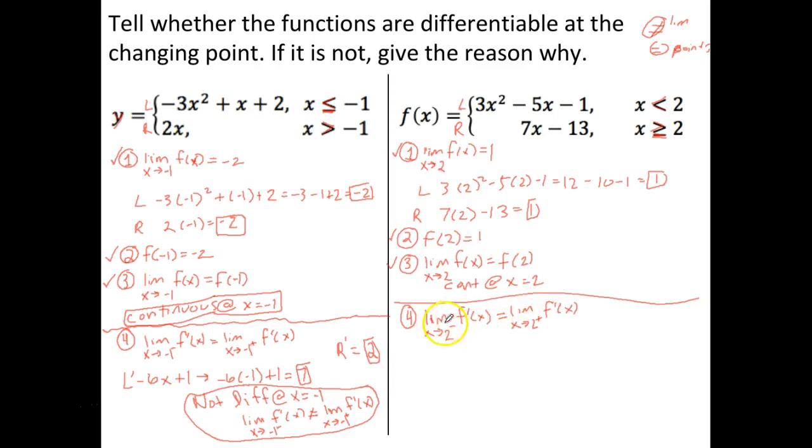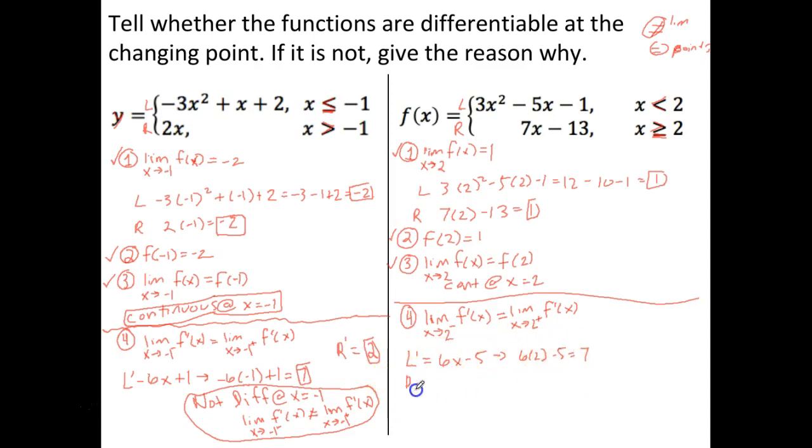Okay, so let's take the derivative of the left. I'll call it L prime again. Okay, the derivative from the left would be 6x minus 5. Okay, we plug in 2. So 6 times 2 minus 5. That would be 12 minus 5, which gives us 7. Well, we got a slope of 7 from the left-hand side again, just like the one over there. Okay, so we got a slope of 7 from the left.